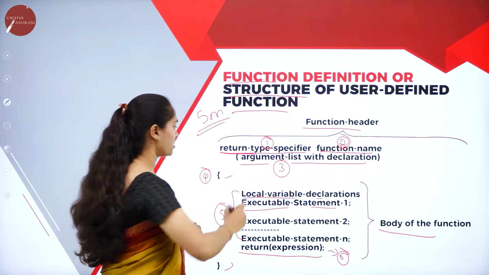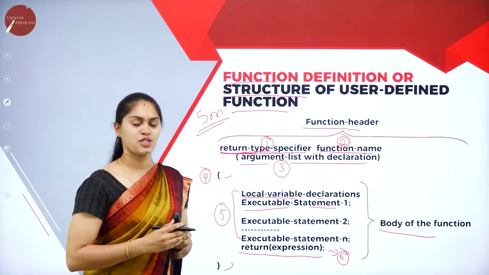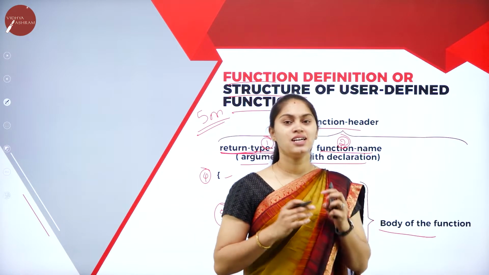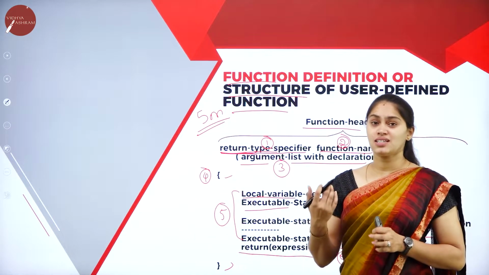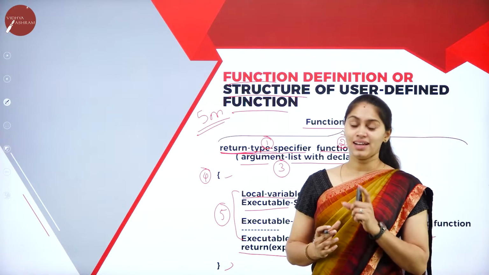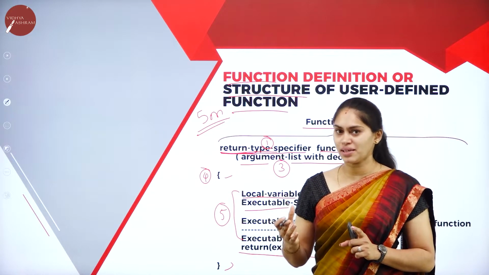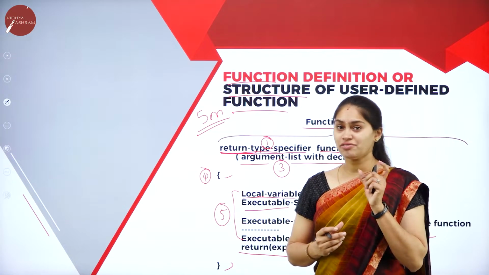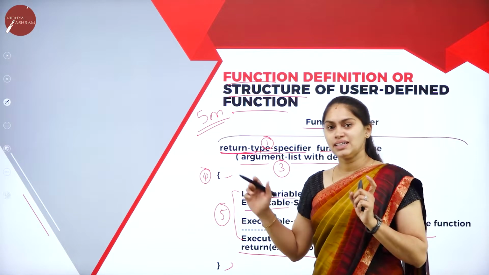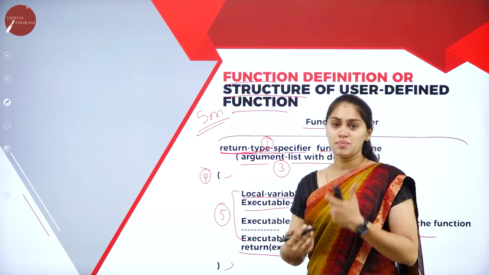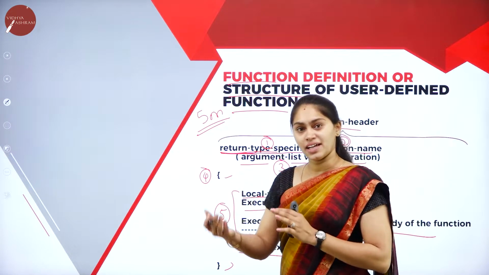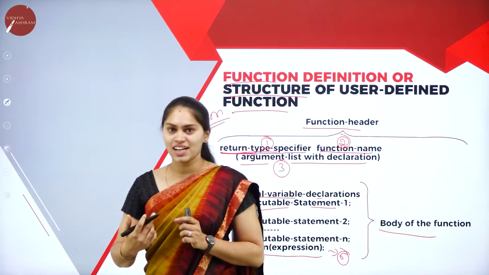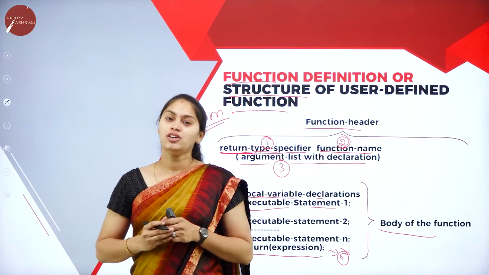So now we'll see about this return type specifier. Already I have discussed the definition of a function. It is a set of statements which is written in order to perform a particular task. After performing that task, it has to return something back to the function. That is what the function is all about. So the return type specifier specifies what kind of data it is going to hold, or what kind of data, after the calculation, it is returning back to the function.